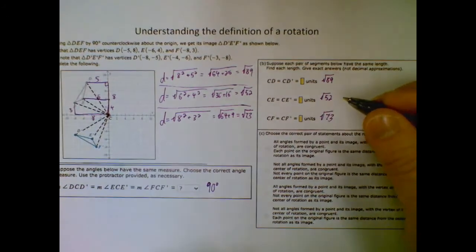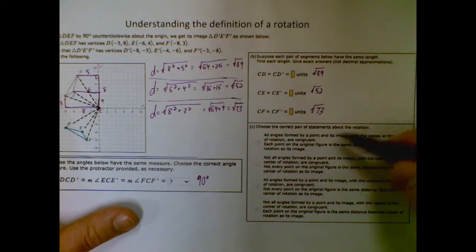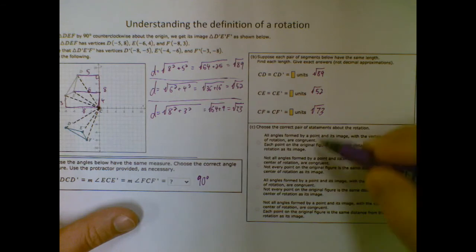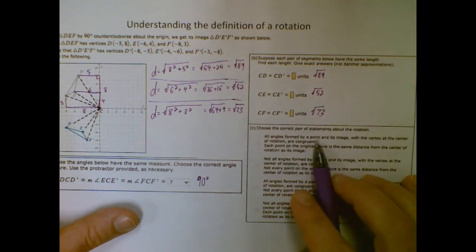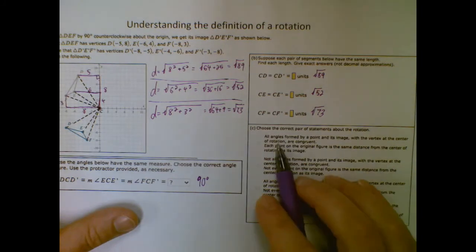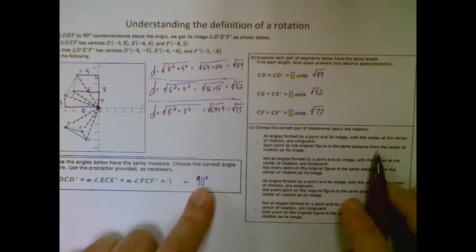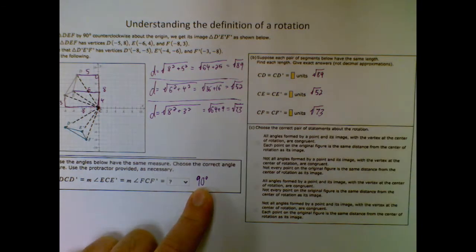Okay. And then down here, choose the correct pair of statements about the rotation. So one of these things. Each one has 2, which is where I'm getting the pair of statements from. All angles formed by a point and its image with a vertex at the center of a rotation are congruent. That does appear to be true. Okay, all the angles work. Each point on the original figure is the same distance from the center of the rotation. No, that didn't work.